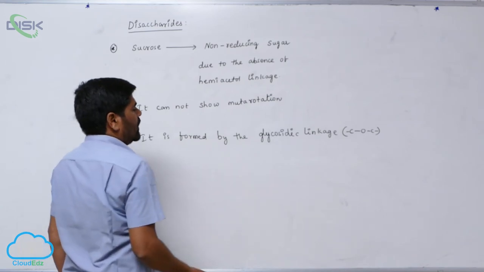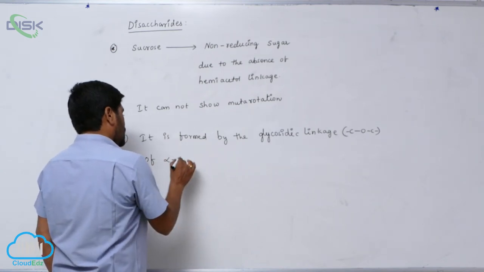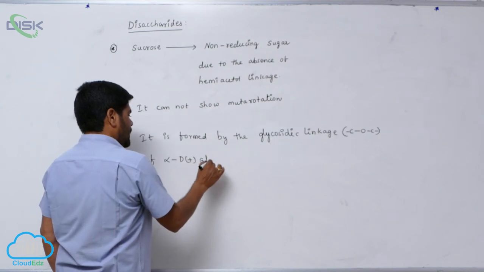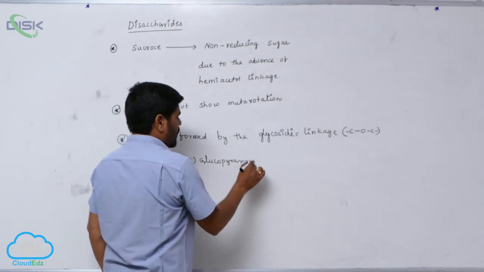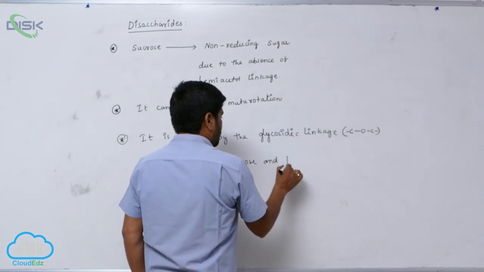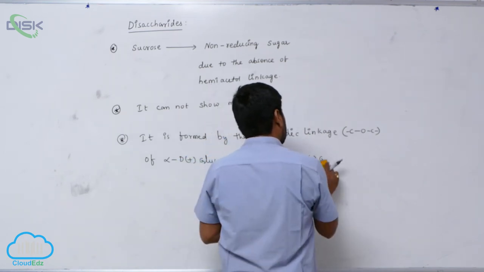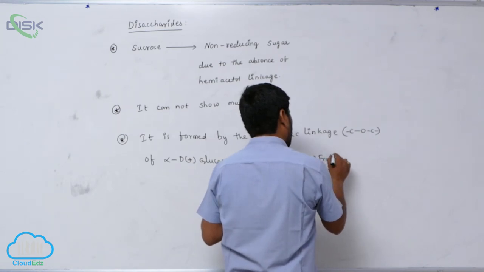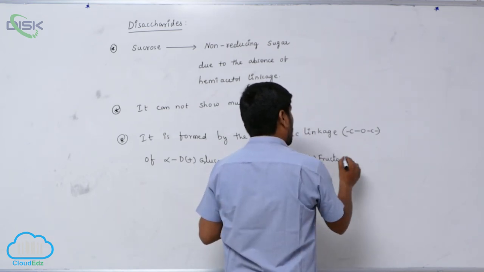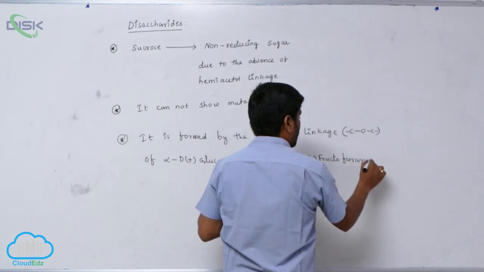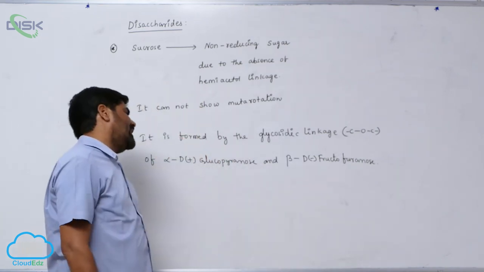It is formed by the glycosidic linkage of alpha-D-plus-glucopyranose and beta-D-minus-fructofuranose. So therefore, both functional groups are involved in glycosidic linkage.